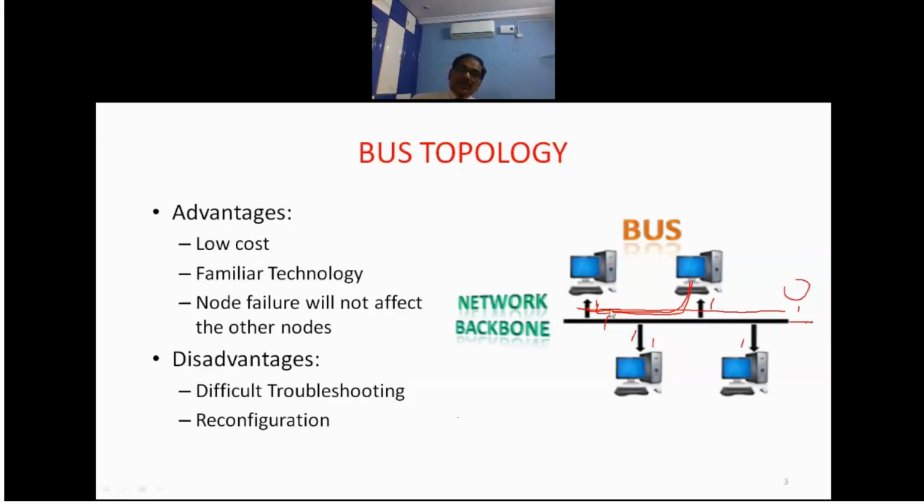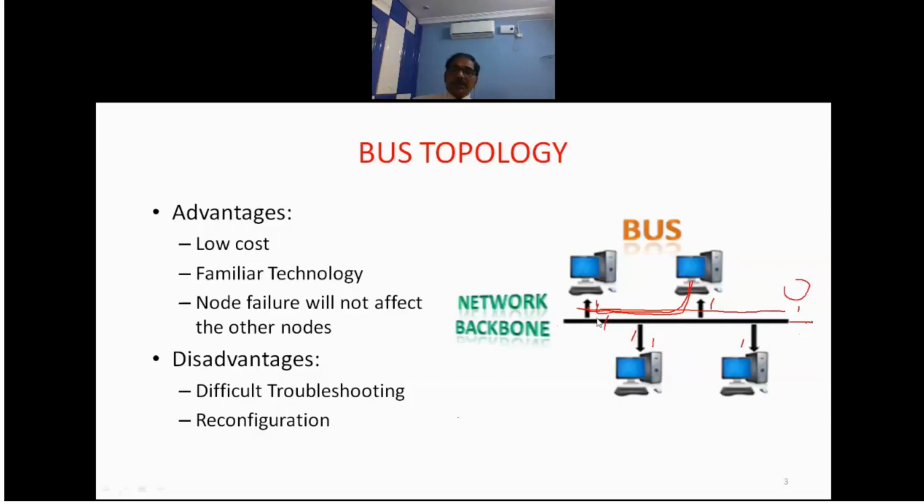But the biggest disadvantage is if any cable segment, suppose this cable segment fails, then the entire network will be down. So troubleshooting, identifying the failed segment, is difficult. That is the biggest disadvantage, because the administrator or troubleshooter may not know whether this cable segment has failed or this cable segment has failed, or this cable, or this cable, and so on. So it is difficult to identify which cable segment has failed. So it has to be verified.